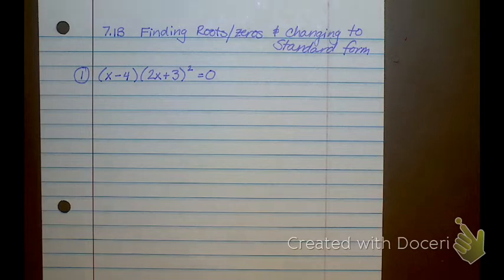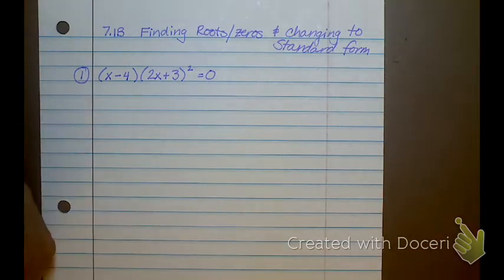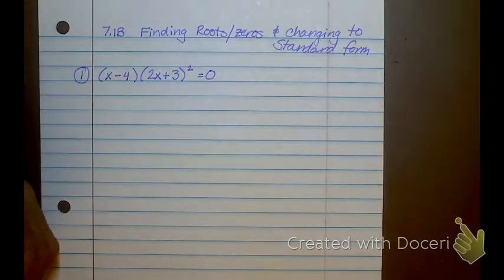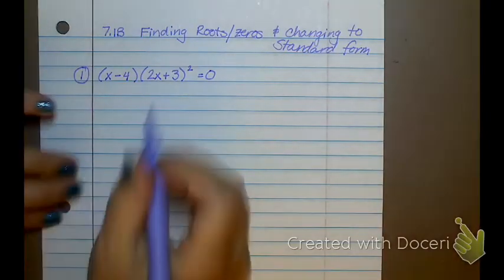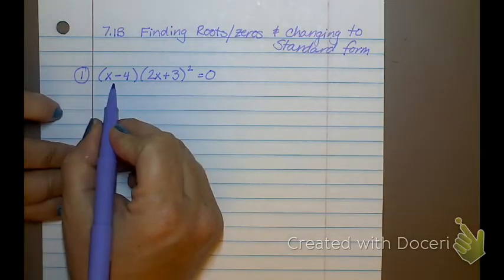What do you notice about this? It's squared. Yes, I'm glad you noticed that. Is there anything else you notice about this? It's already factored. So if it's already factored, that saves me some time, right? It's pretty easy to get my answers if it's already factored.